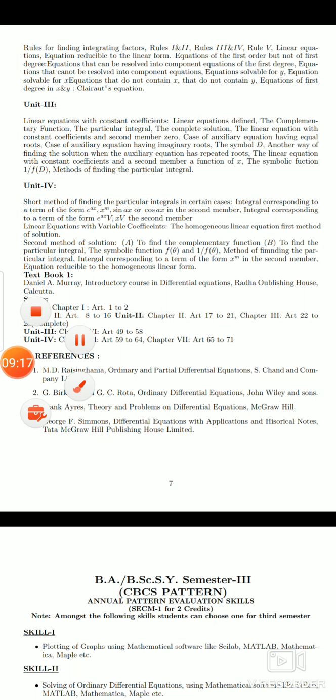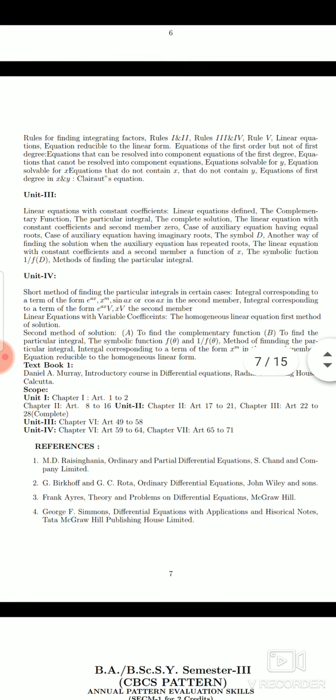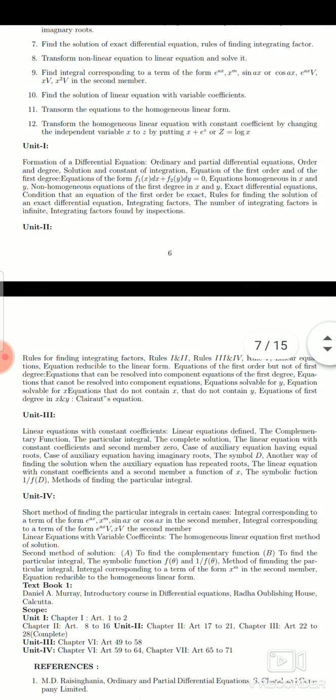Dear students, I hope you understand this syllabus, and in the next lecture we will discuss the first unit, formulation of the differential equations. So thank you.